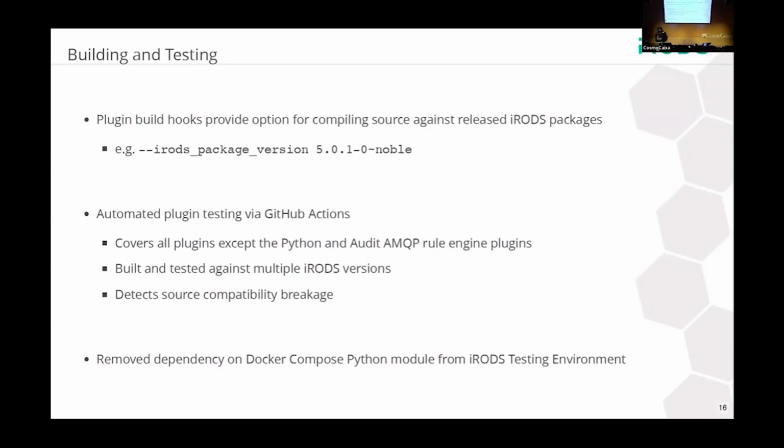We have automated all of our plugin testing in GitHub Actions. The only two plugins that do not have this yet are the Python Rule Engine plugin and the Audit plugin. The Audit plugin is undergoing a heavy overhaul, so the GitHub Actions effort will happen after that work is done. For the Python Rule Engine plugin, this one is a bit more complicated because the test suite is basically running all the same tests that are run against the native rule engine, which takes about 13 hours. So we need to figure out how to cut down on that time.